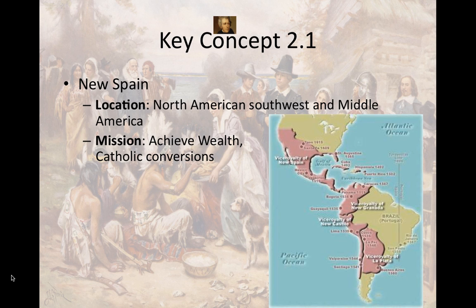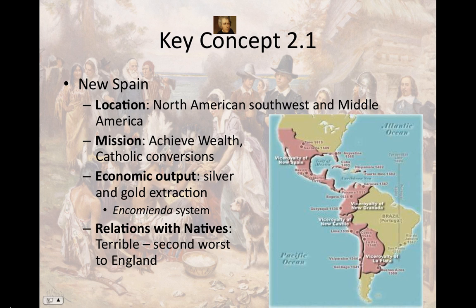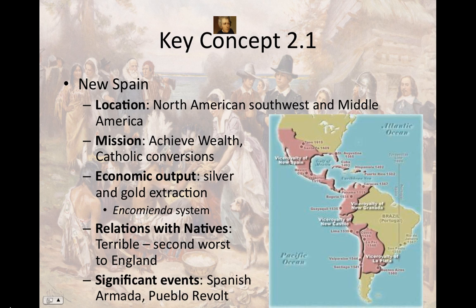North America, that is. Okay, New Spain's mission was to achieve wealth, and sort of as a byproduct of that, Catholic conversions. They wanted to gain that wealth through silver and gold extraction, but later relied on the encomienda systems in areas like this, where there is no gold. They had terrible relations with the natives because the natives didn't like to be converted, as was evidenced by the Pueblo Revolt, a significant event in the history of New Spain, which saw the Pueblo people rise up against the Spanish and had a short-lived period of independence.